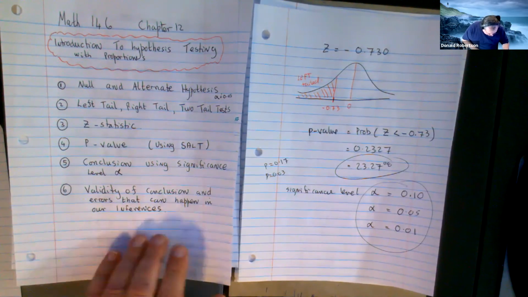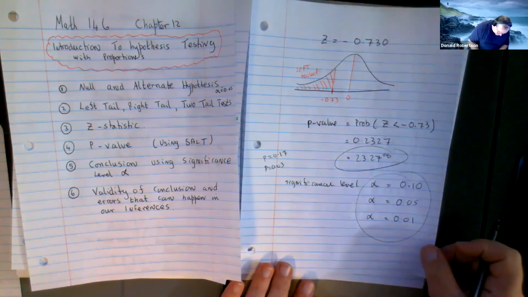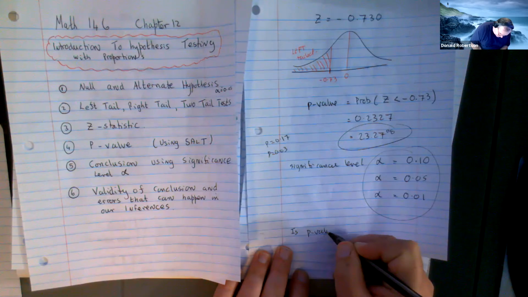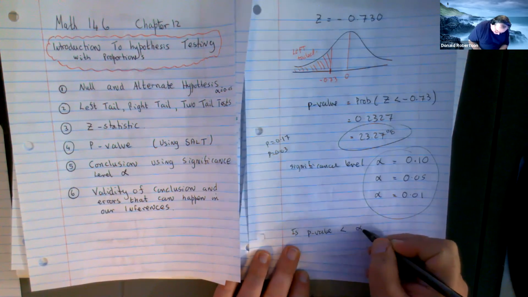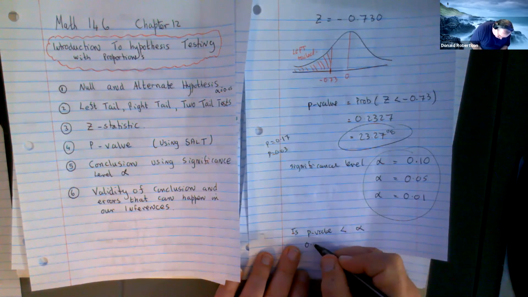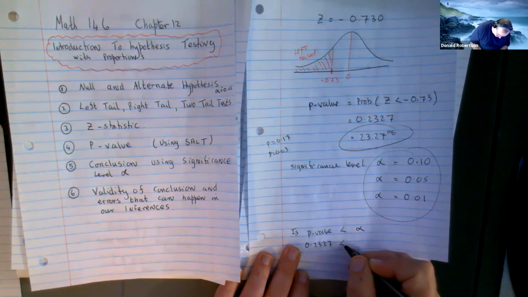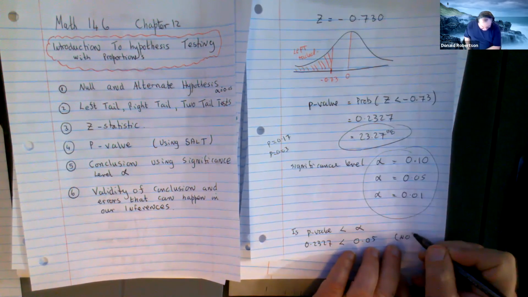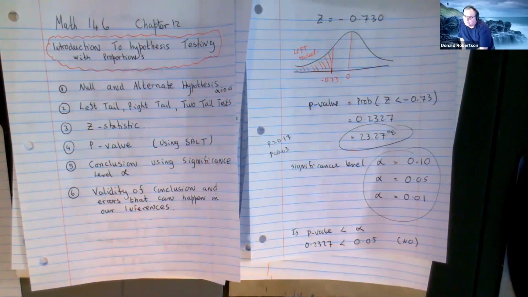Then our conclusion is based on this. Is our p-value less than the significance level? In this case, it is 0.2327. Is it less than that? And the answer that we can see in this case is no, it's not. So the conclusion that we're going to come to is that there's not enough evidence to prove that people like pickles less than they used to.